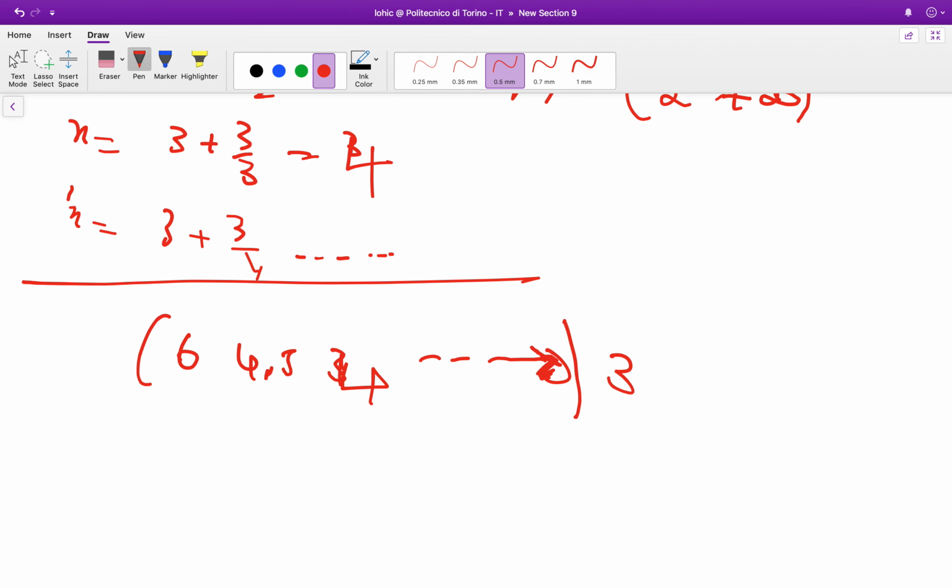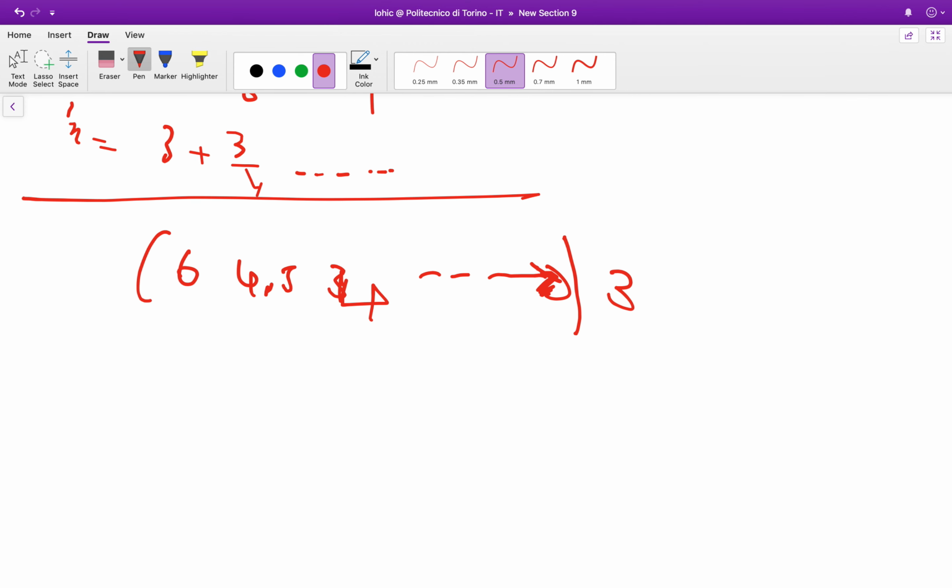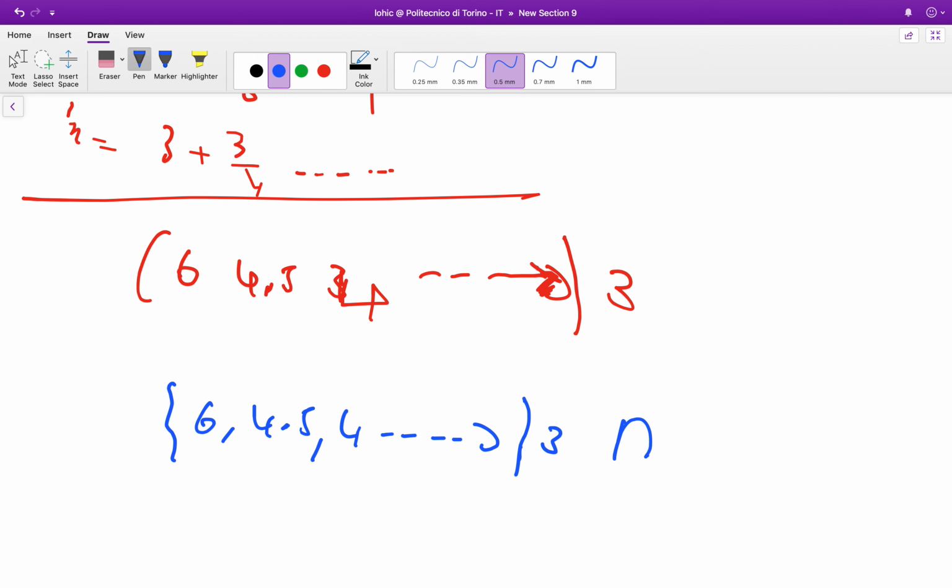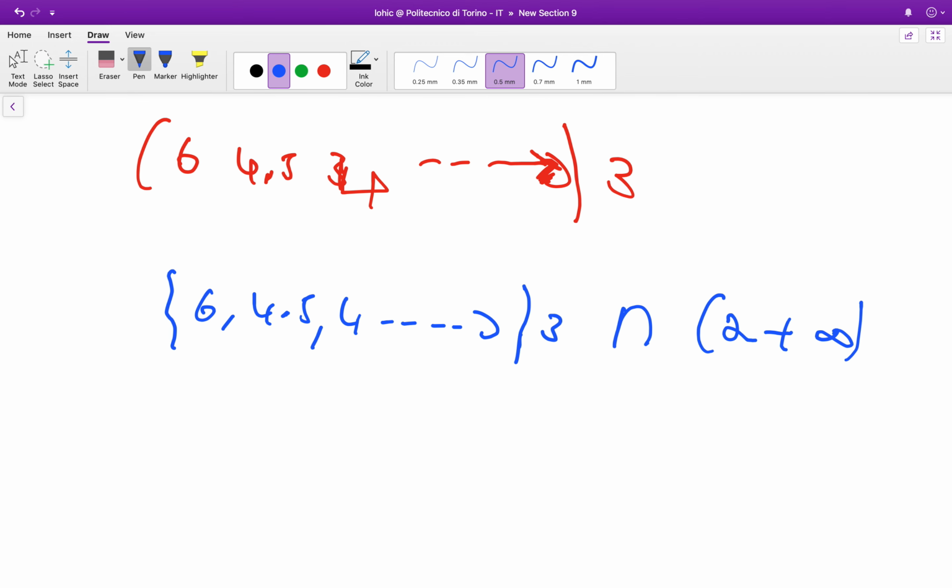Doubts? So how do we summarize this? From one side we have some numbers: 6, 4.5, 4, and so on. We close the set with 3 left out, and we intersect it with the interval from 2 to plus infinity. Note that all these numbers are included inside it.